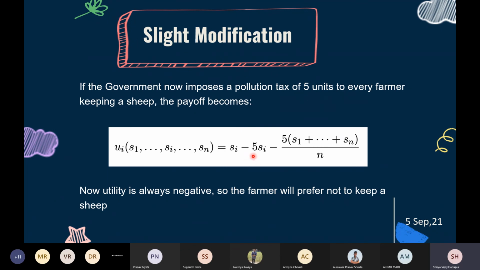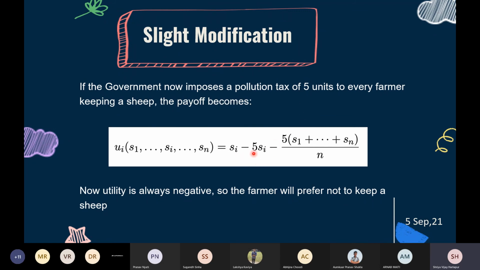So now the payoff here, we're just going to add minus 5 SI, which means that if they keep a sheep, then the tax is 5 units. And if they don't keep a sheep, it's 0 anyway. So in this case, you can see SI minus 5 SI is minus 4 SI. So the utility will always be negative because this quantity is negative, this quantity is negative. And so no matter how many sheep the farmer gets, they're never going to get beyond a point where, okay, if say 20 farmers keep a sheep, then somehow maybe the utility will be positive for them, right? That's never going to happen. And so it's always going to be negative.